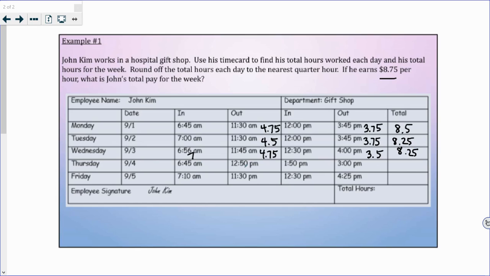All right, 6:45 to 12:50. Well, 12:50 is not a quarter hour. That would be 12:45.